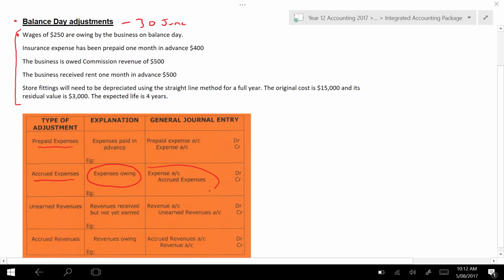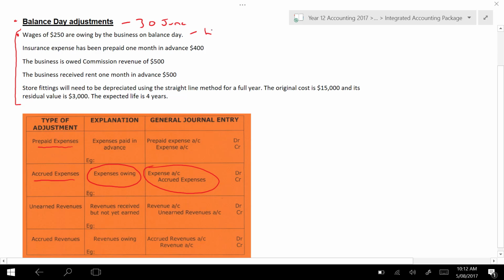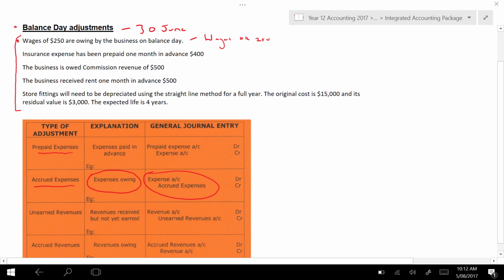The journal entry, therefore, is this. We debit the expense, we credit accrued expenses. So the journal entry will be this. It will have wages, DR, for $250. And then accrued expense, CR, for $250.